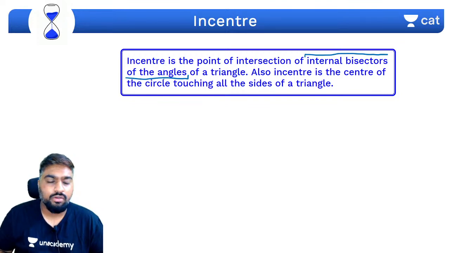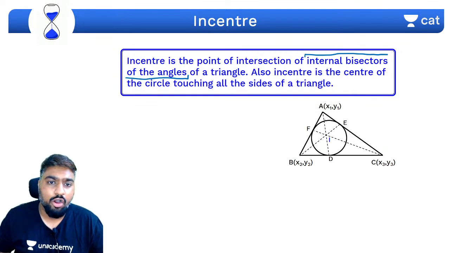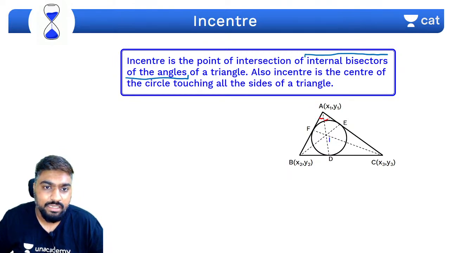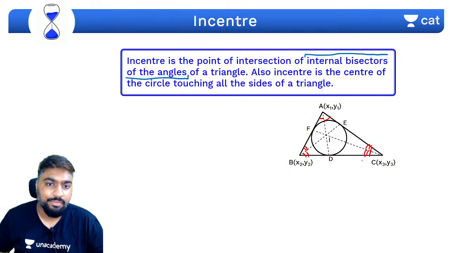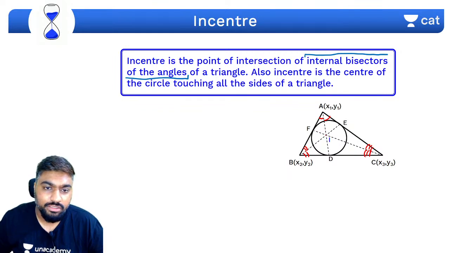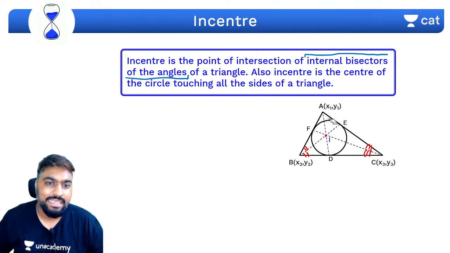If you have a triangle and the angles are bisected, and bisect means dividing them in equal parts, this angle becomes equal to this, this becomes equal to this, and this becomes equal to this. The point at which all three of them meet is called the in-center.